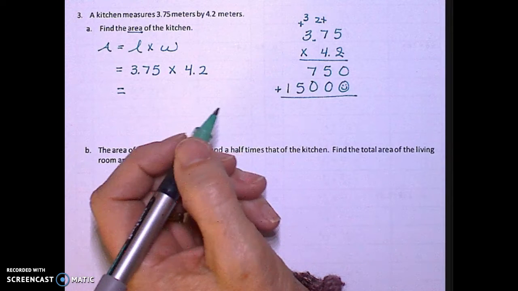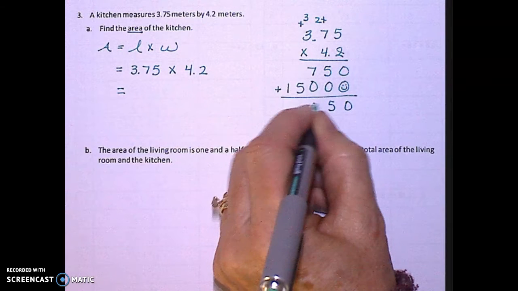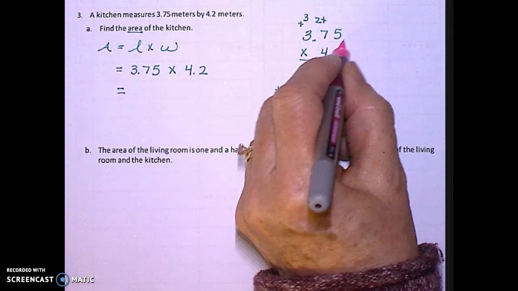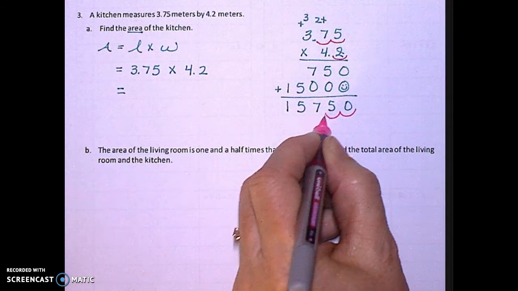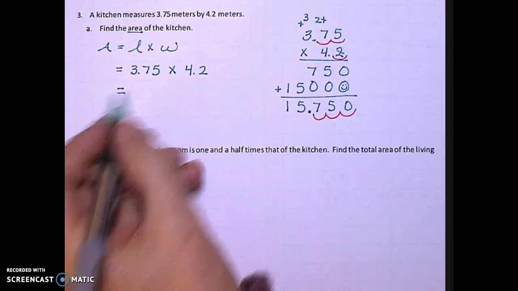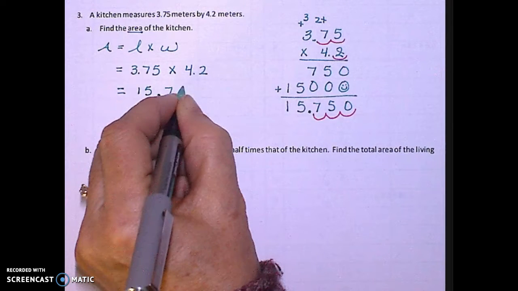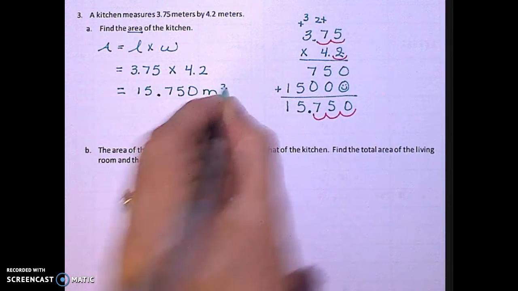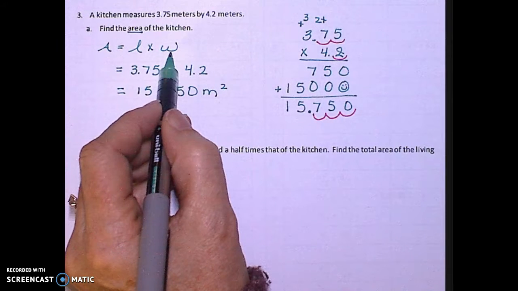Okay, now we're going to add straight down. 0, 5, 7, 5, 1. Let's place our decimals. 1, 2, 3. 1, 2, 3. So now I'm going to write my answer. 15 thousand 750 thousandths meters squared. Remember, it's squared because we're using two measurements, length times width.